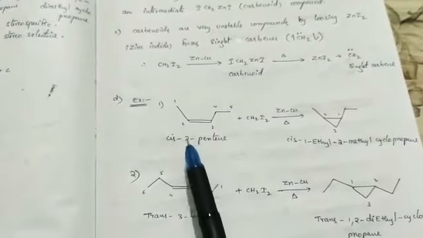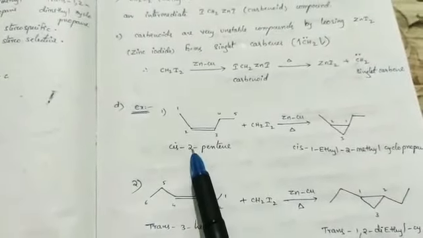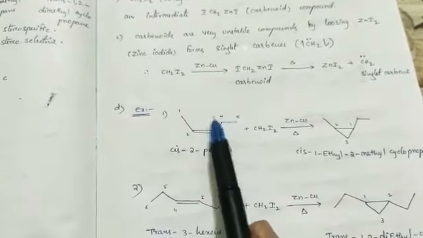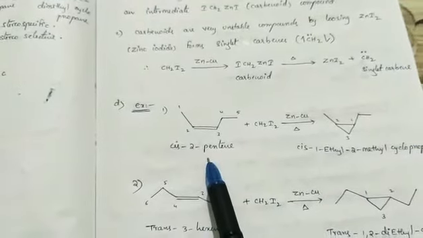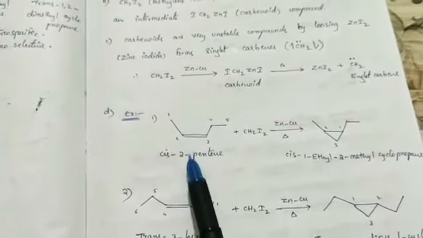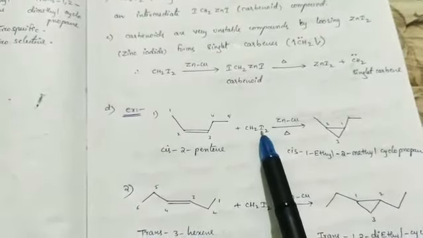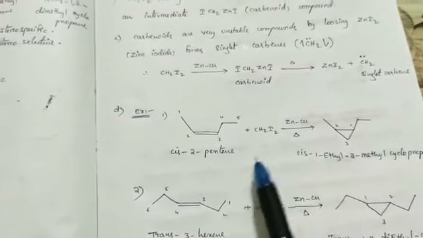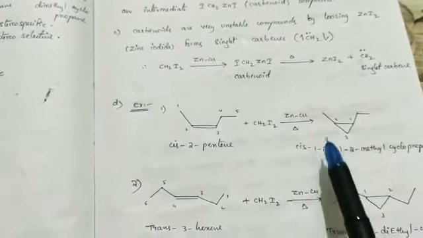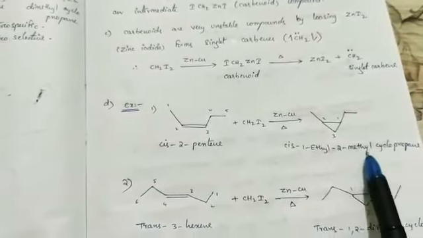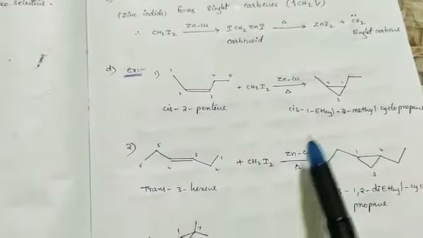Now, if we take one example, cis-2-pentene, it is an unsymmetrical alkene, because here methyl is there, and this side ethyl is there. Both are different, that means it is an unsymmetrical one. Now for this cis compound, we are adding methylene iodide, then it is stereoselective. Cis means only cis forms. The product name is 1-ethyl-2-methylcyclopropane.